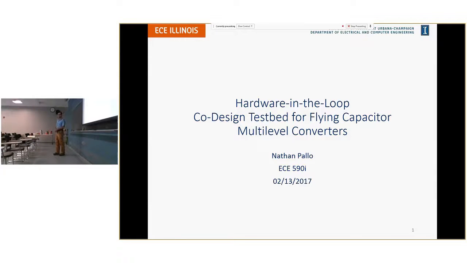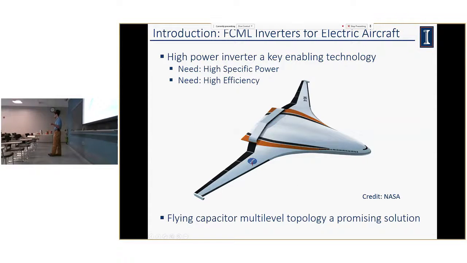So, good afternoon. Today I will indeed be talking about hardware-in-the-loop emulation, specifically as it applies to flying capacitor multi-level converters. And I want to start by talking about one of the projects here at ECE Illinois that we're doing with NASA, which involves the investigation of future electric aircraft. Key enabling technology for these aircraft are high specific power and high efficiency inverter drives to power the electric machines on board. We've identified the flying capacitor multi-level topology as a promising solution for this future endeavor.